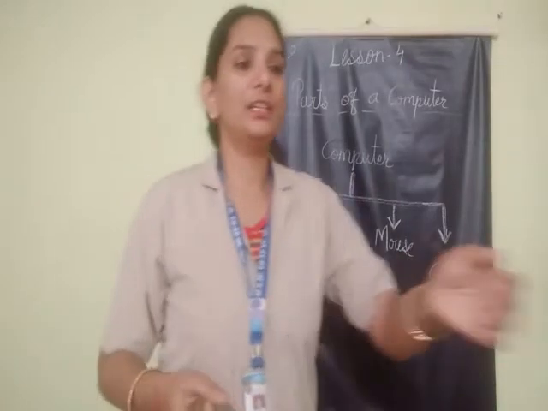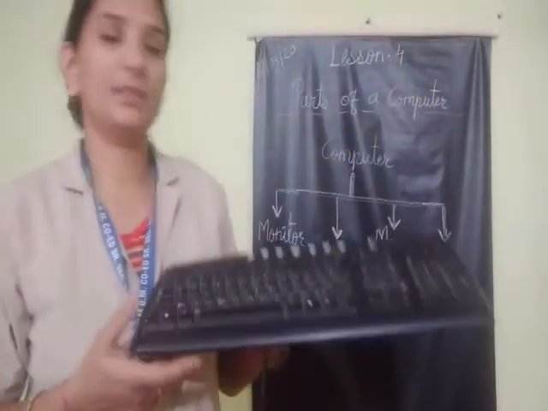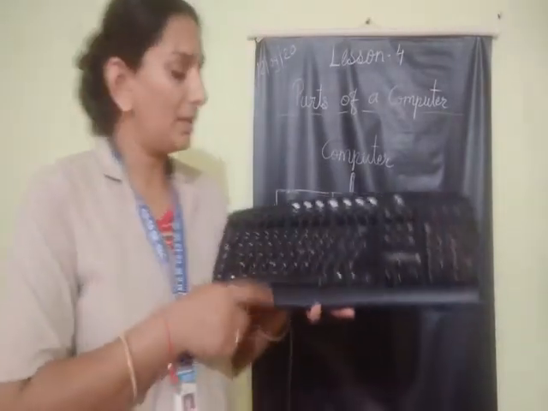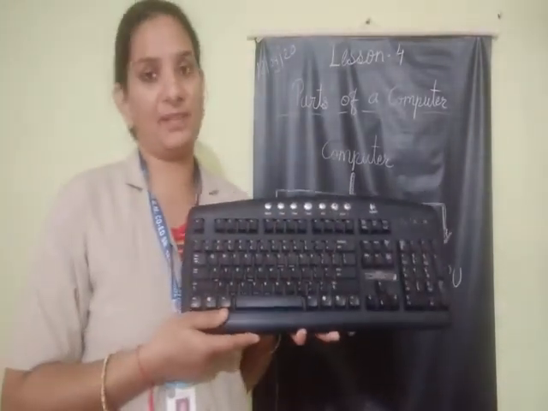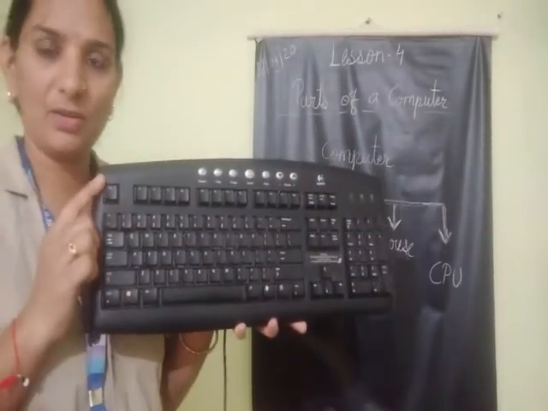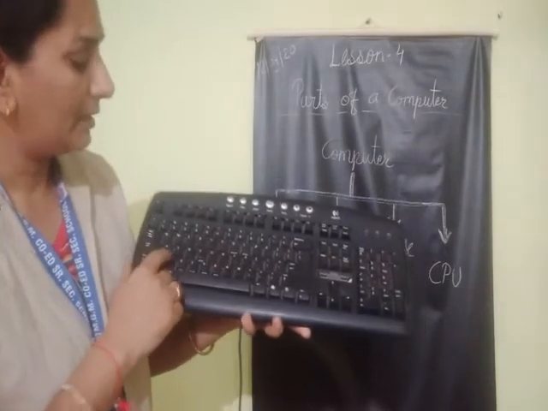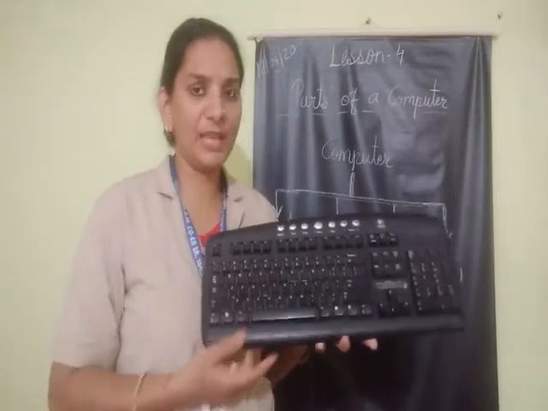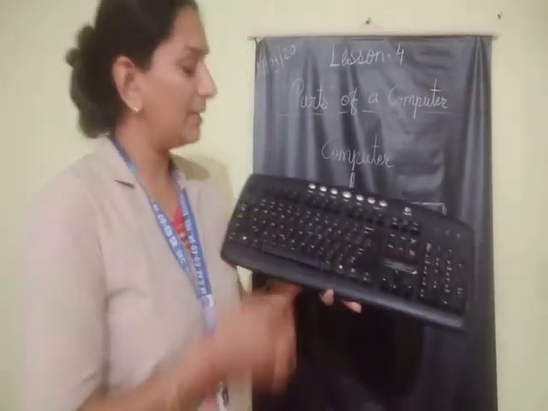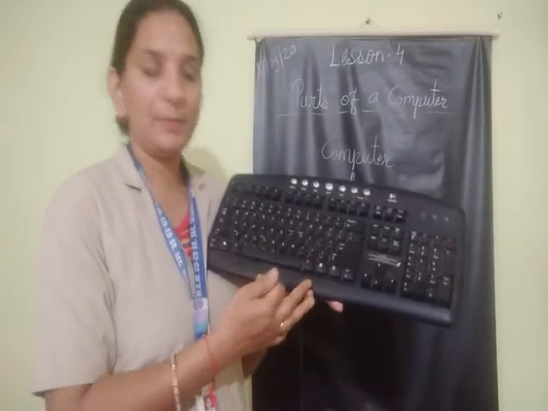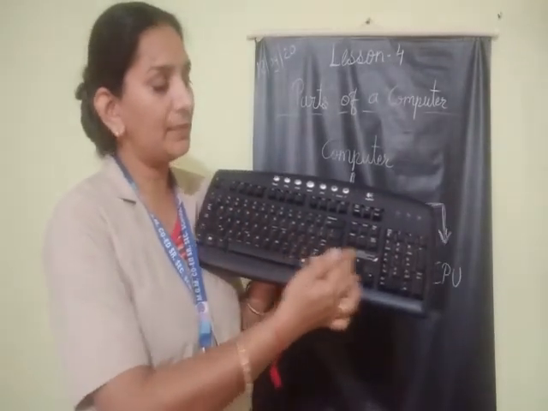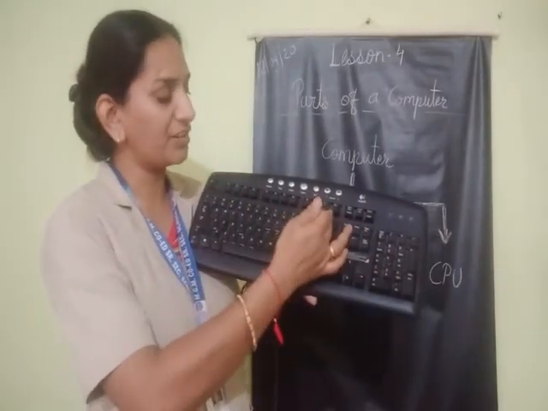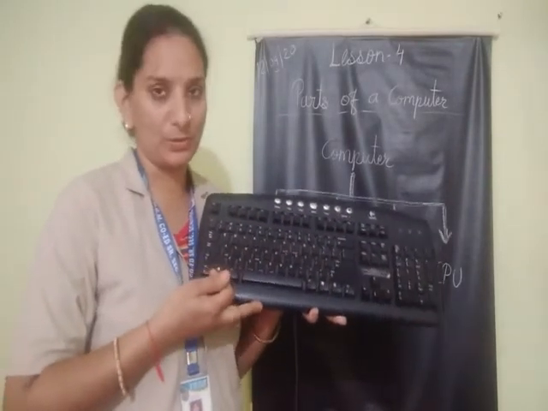Now next is the keyboard. So children, the keyboard is an input device. See, this is a keyboard. A keyboard has many different keys. You see here many keys are available on the keyboard. A standard keyboard has 104 keys. Some are alphabet keys, some number keys, some function keys, and some symbols are also available here.